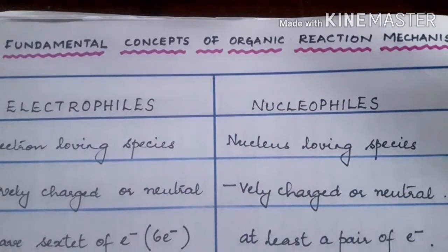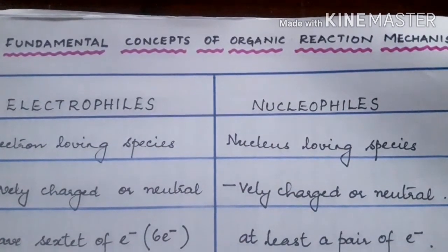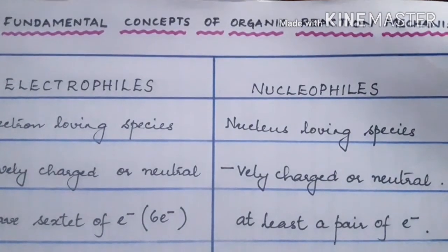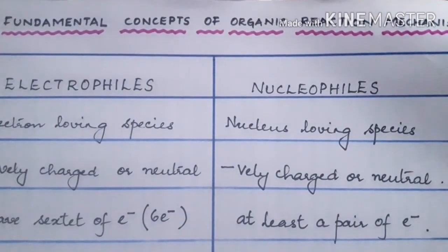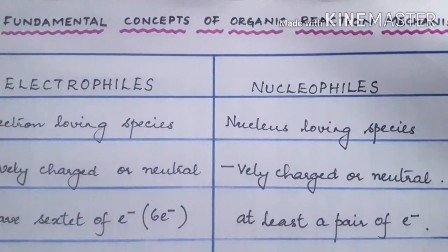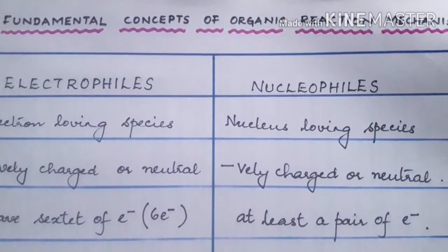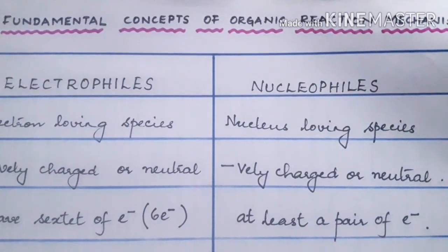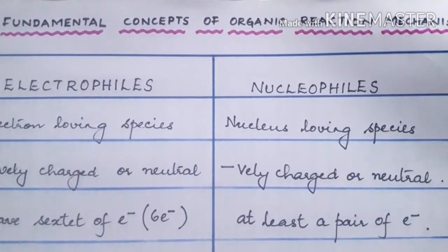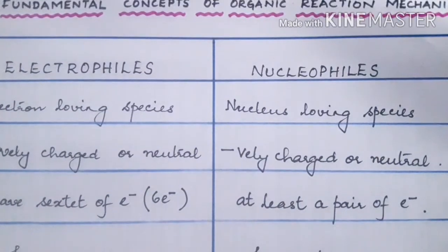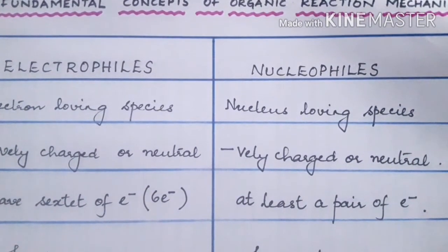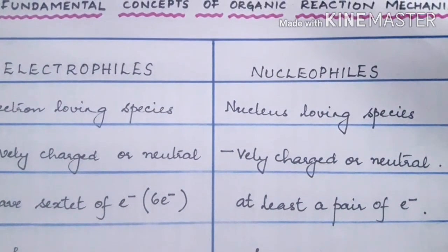Now you have understood the difference between electrophiles and nucleophiles. In the next part of the video, we will be learning how the electron starts moving in an organic mechanism. We'll conclude the fundamental concepts of organic reaction mechanisms in the next video. Thank you.